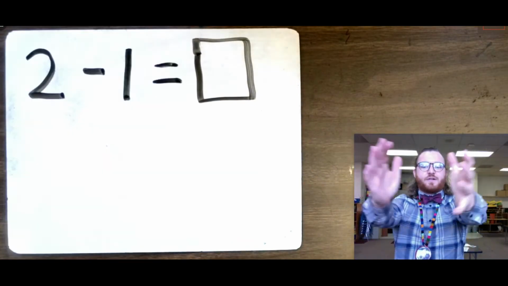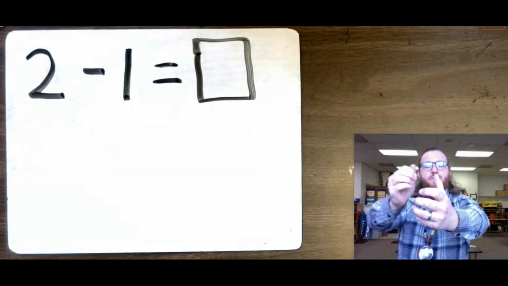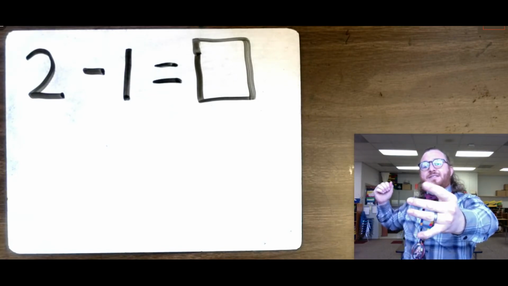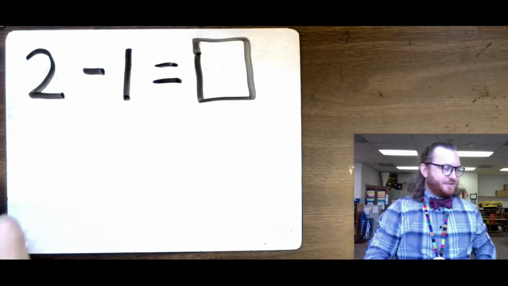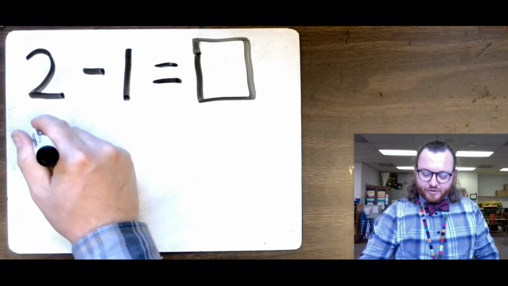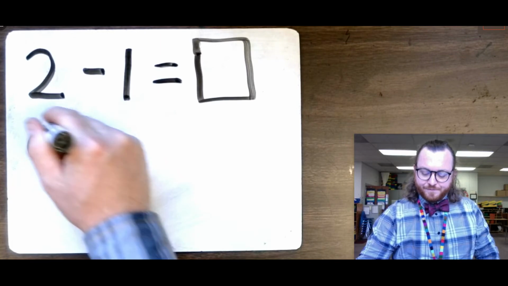So everybody practice that. We're going to start with the whole amount. You take away some, and there's a little left over. Okay, so there's two parts. This is our whole amount, the 2. So what we're going to do is we're going to draw 2 bubbles. 1, 2.